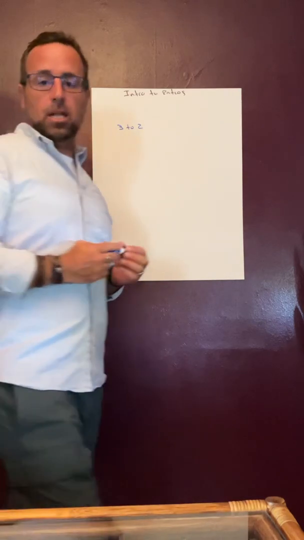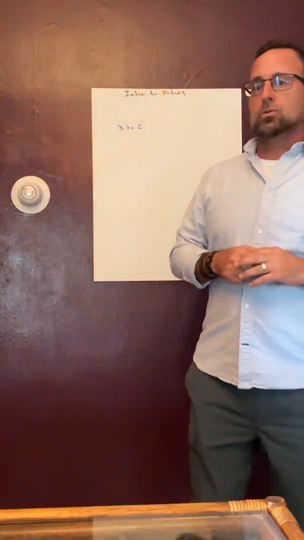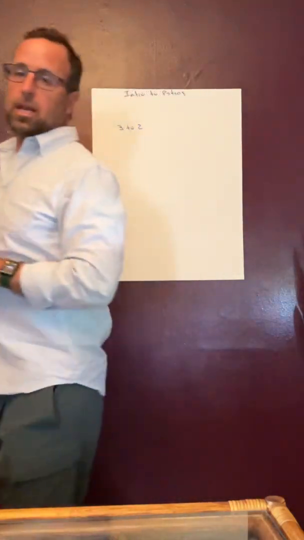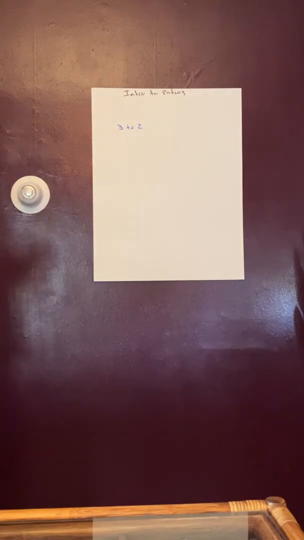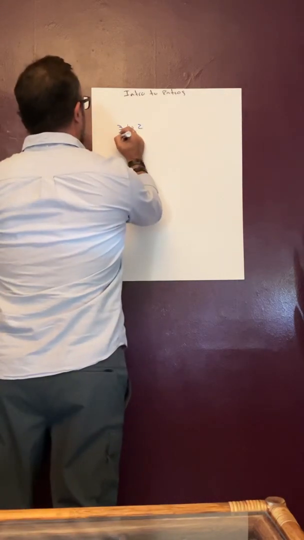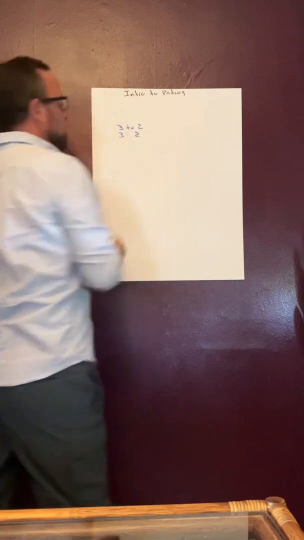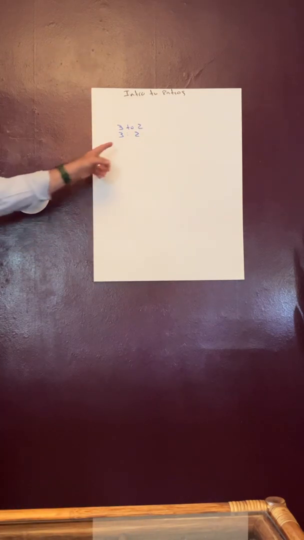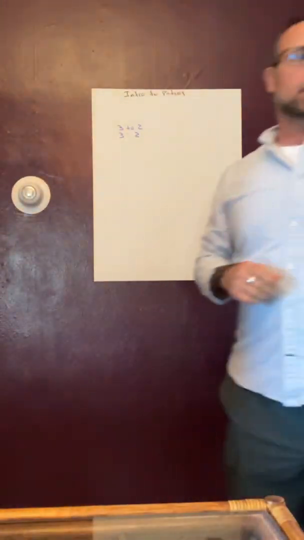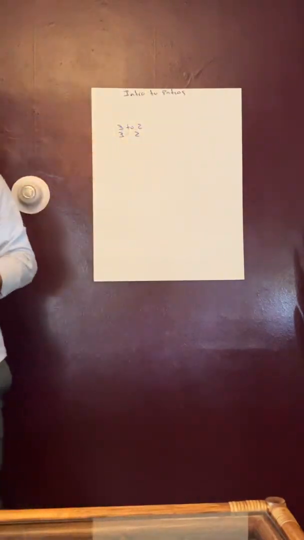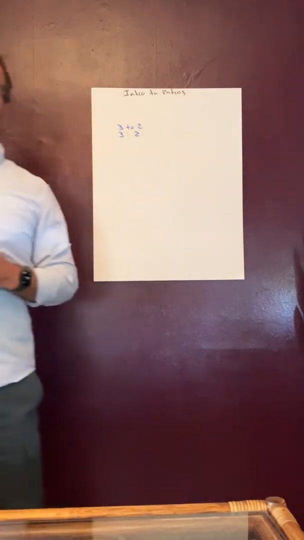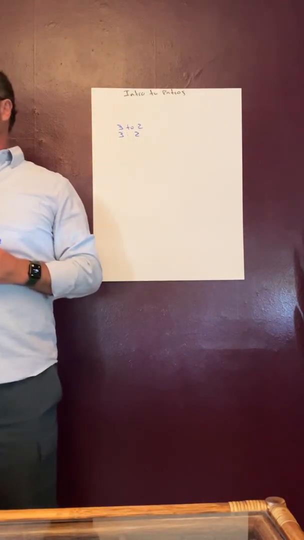Who remembers another way that we learned to write a ratio yesterday? Lexi. Yes, excellent. 3 to 2. And class, who can remember what we call that math symbol? Yes, please. Colon. Very good. That is a colon. Now, there is a third way to write a ratio. Who can remember?